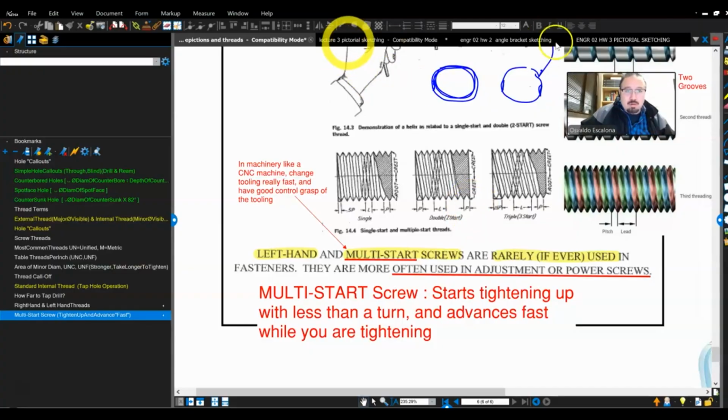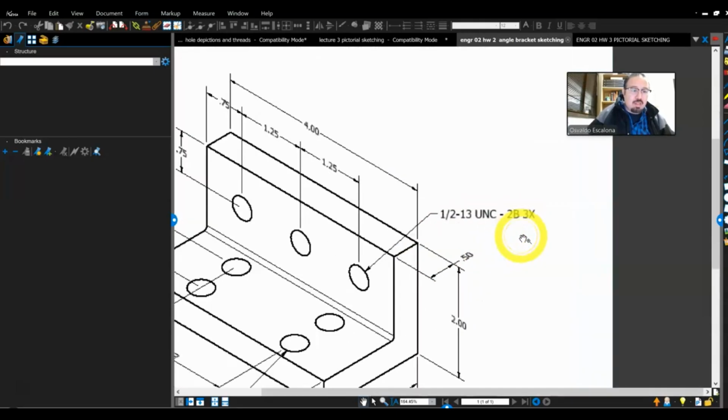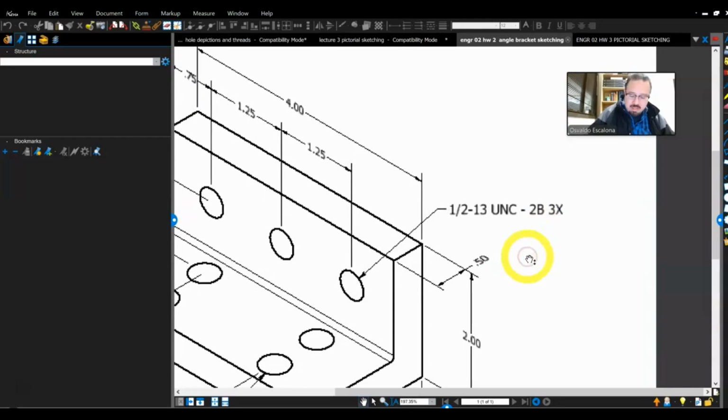In terms of your homework, when you can start working, you are going to create your orthographic views, but now you have a couple of holes. In this case, you have a half, 13 UNC, 2B, 3X. The 3X, by the way, is wrong. The 3X should be in front. You got three of them. So a half an inch is the major diameter. 13 means you have 13 threads per inch. Unified National Coarse means you have threads that are thicker. 2 is average fit. B is the internal thread.